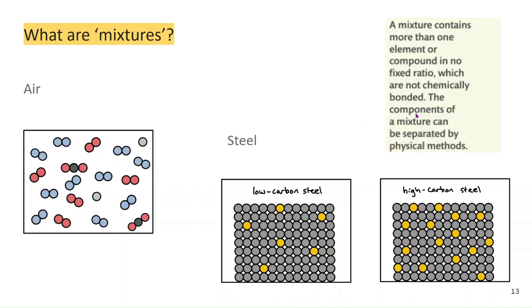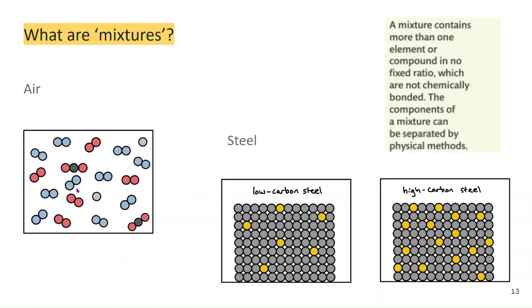So a mixture contains more than one element or compound in no fixed ratio, and they are not chemically bonded. And the components of a mixture can be separated by physical methods. So we're going to learn about all the ways we can separate a mixture. But this is what's important. Contains more than one element or compound, right? And here it's just two different elements, and here it's elements and compounds. There's no fixed ratio, and they are not actually bonded to each other, right?